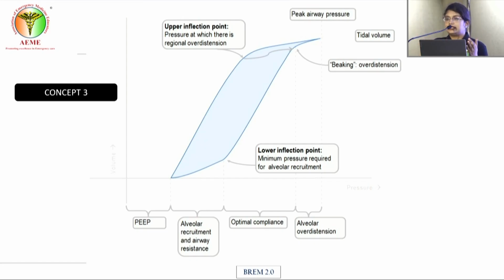So what should be the ideal PEEP which you keep in ARDS? It should be above the lower inflection point pressure, so that none of the alveoli will collapse during expiration. I need to set the PEEP above this lower inflection point, so that even during expiration, de-recruitment of alveoli will not happen. When de-recruitment is not happening, atelectotrauma is not happening. So that is important.